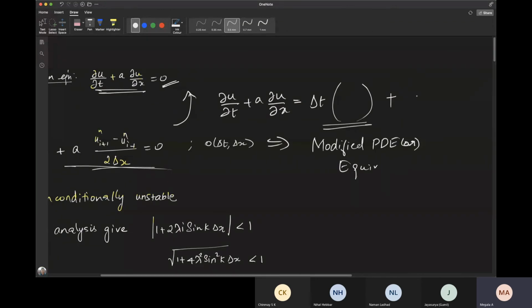If this is something like a second order derivative, ∂²u/∂x², then this term will determine diffusion. You will also have some constants, combinations of a and other quantities, so you will have some coefficients. Then the ∂³u/∂x³ term will come up, and this will determine dispersion, that is, oscillations.